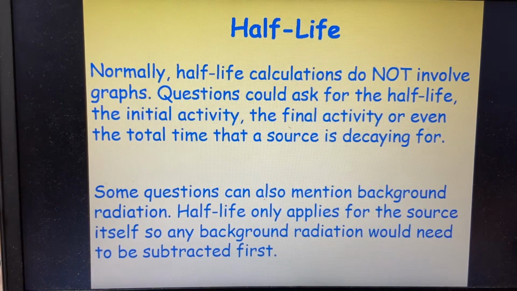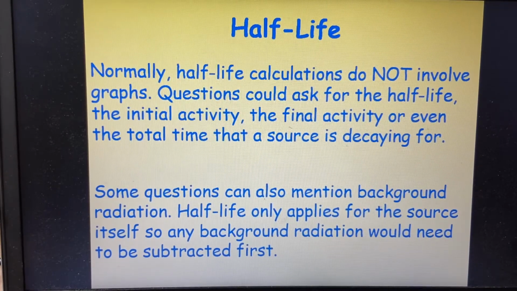Now, normally when they actually give you questions, you don't usually get it as a graph, okay? The questions usually ask you 4 different things. They either ask you to work out the half-life, the initial or starting activity, what it started at, the final activity, or even sometimes the total time that a source is decaying for. It says for some questions also mention background radiation. Now half-life only applies to the source itself, so the background radiation would need to be subtracted.